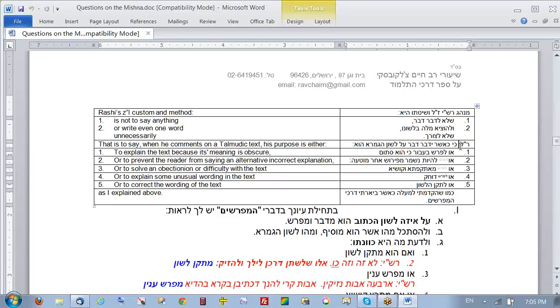Okay, so now what does it mean? Rotz Lamar, ki kasher yedaber davar al lashon hagamara hu. Now he's going to give us a list. When Rashi talks about the Gemara, he has these five things that are going to force him to comment.